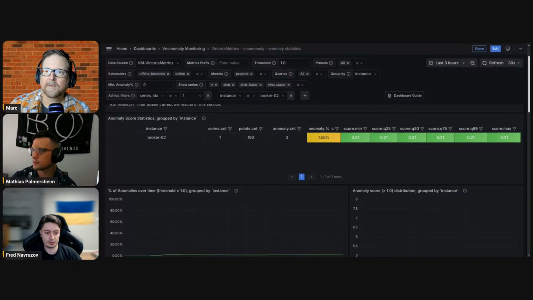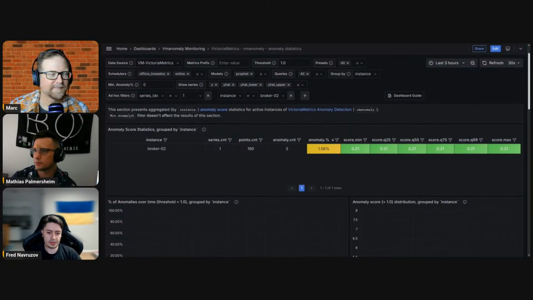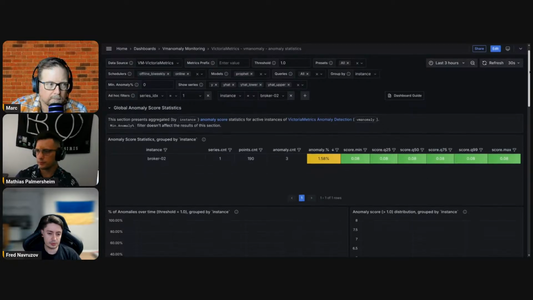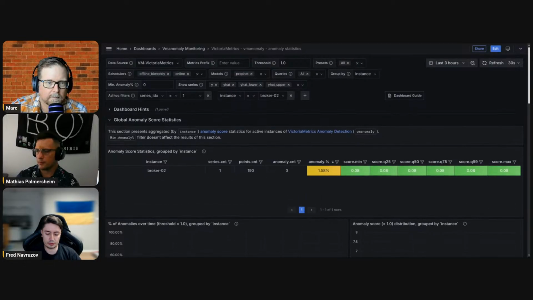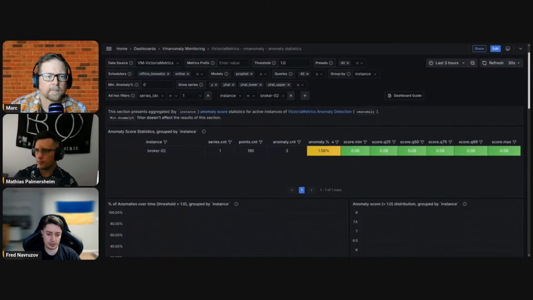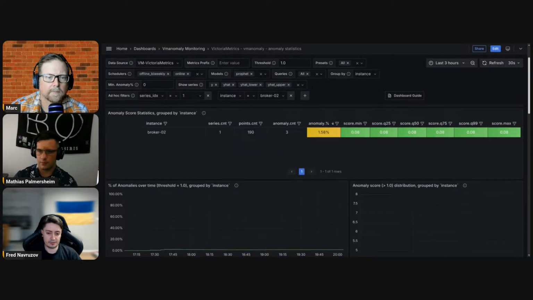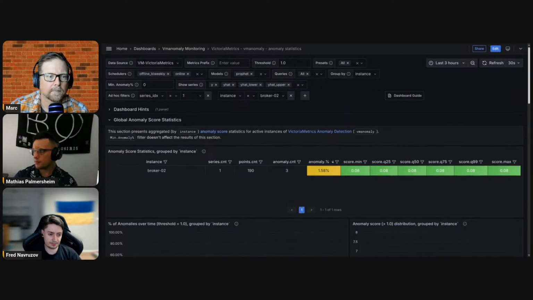So here I have a demo where I set up vmanomaly, where I ingested some sample data in VictoriaMetrics, where I set up vminsert, vmagent, and any other components, as well as vmalert. So here I'm demoing our default anomaly score dashboard, which we have in Grafana, and we have a dedicated guide for this. So first of all, we will have a global section.